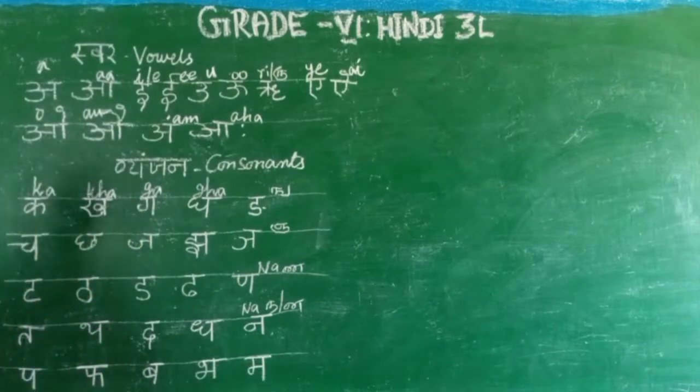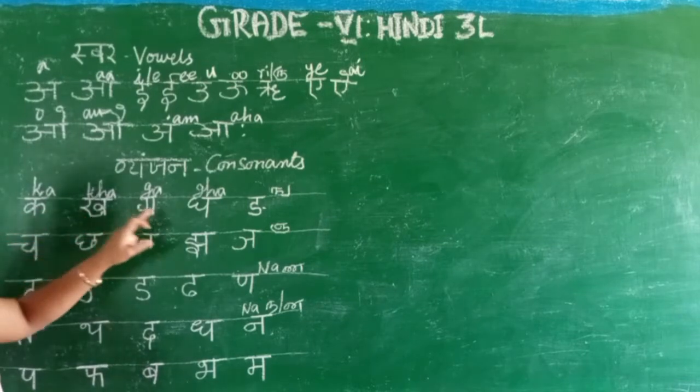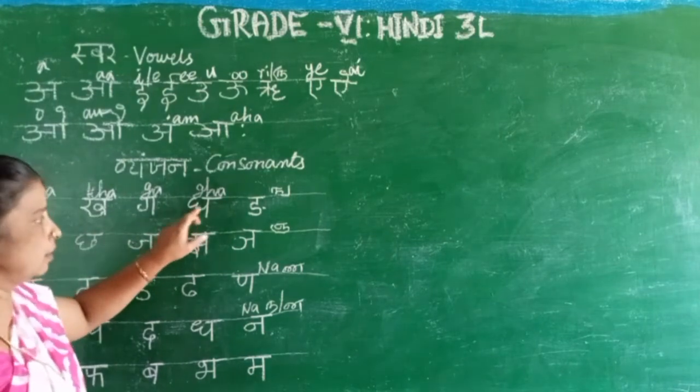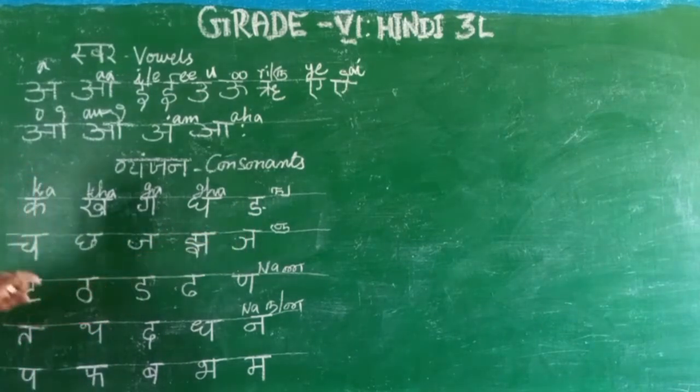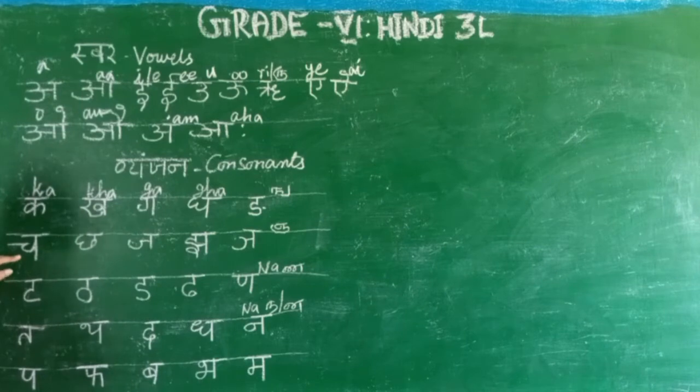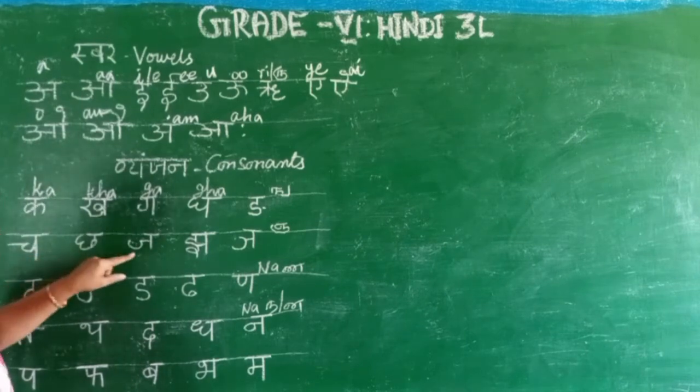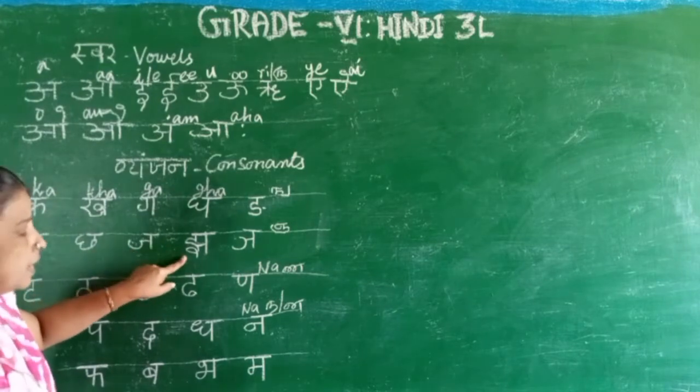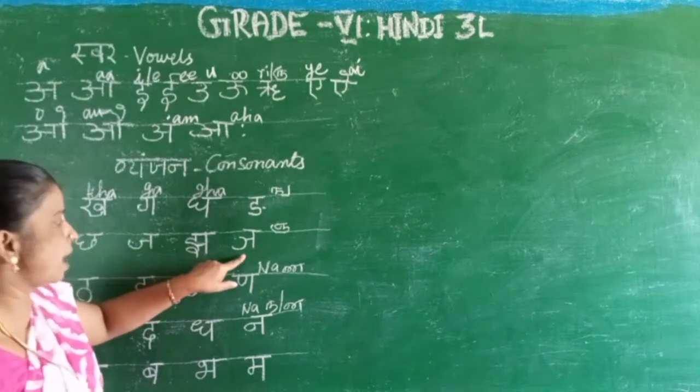Now, do you want it in English letters? No, because it will be confusing, what I am telling. Too many questions, so no need to write here. Just listen. Ka, K-A, ka, K-H-A, kha, G-A, ga, G-H-A, gha, nya, ma in Tamil. Cha, C-H-A, cha, C-H-H-A, cha, J-A, ja, J-H-A, jha, nya.